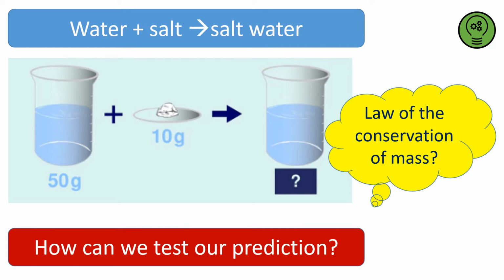So what would you predict in this situation here? I've got 50 grams of water plus 10 grams of salt. How much do you think the mass of my salt water will be? Well, if we follow the law of conservation of mass, that number would be 60 grams, wouldn't it? Because the law of conservation of mass states that we cannot create or destroy mass. So if I had 50 plus 10 to start off with, I'm going to have 50 plus 10 to finish off with as well. So it's going to be 60. How could you test that prediction? Well, you put it on weighing scales and take the measurements before and after.